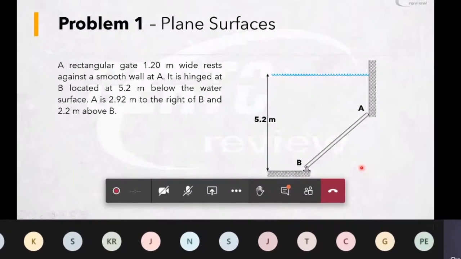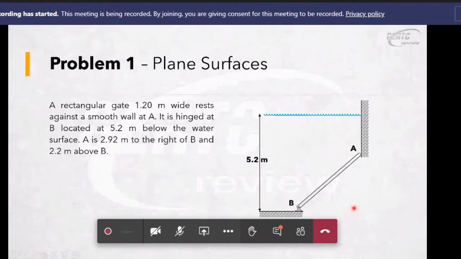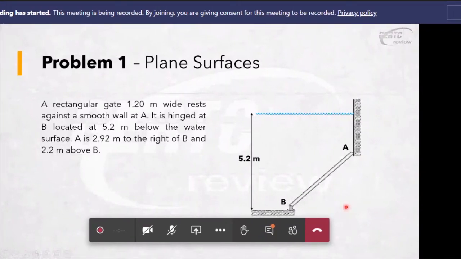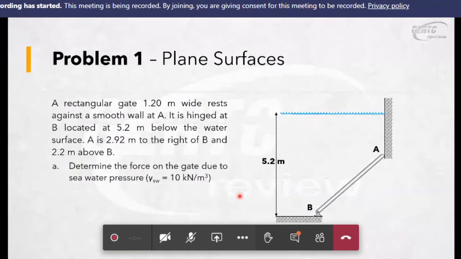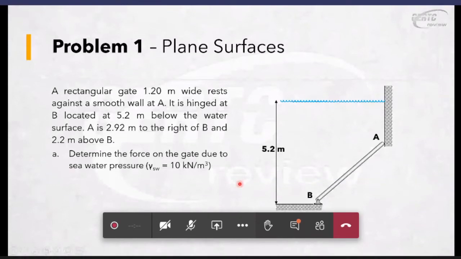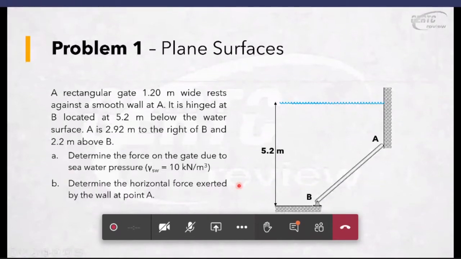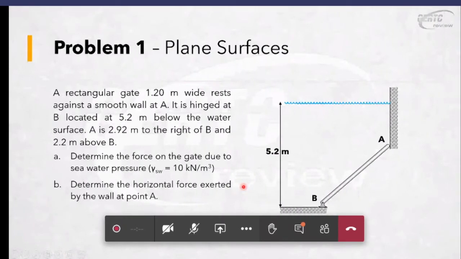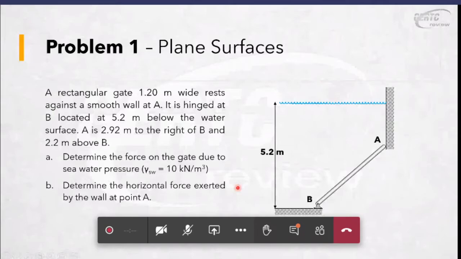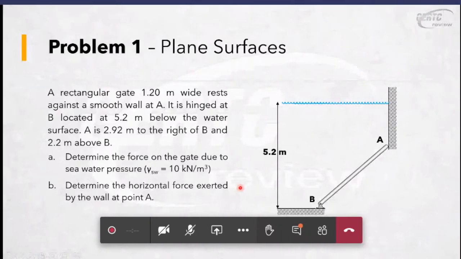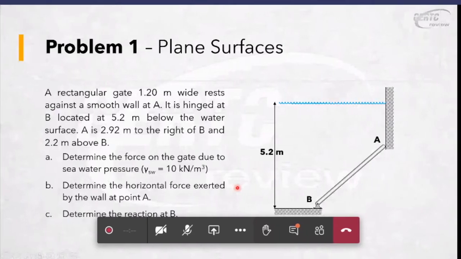Alright, so there are things we want to find. We want to calculate the total force on the gate due to the water pressure, seawater, take note of that. We also want to know the horizontal force exerted by the wall at point A, and lastly, the reaction at B. So overall, how many reactions do we have?